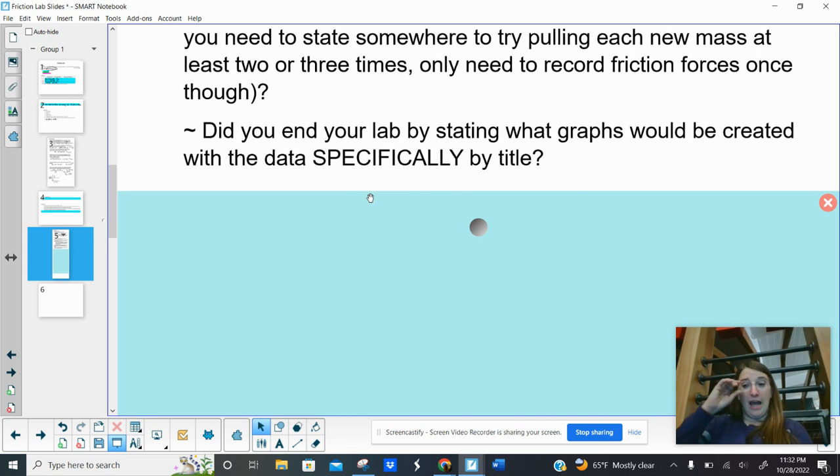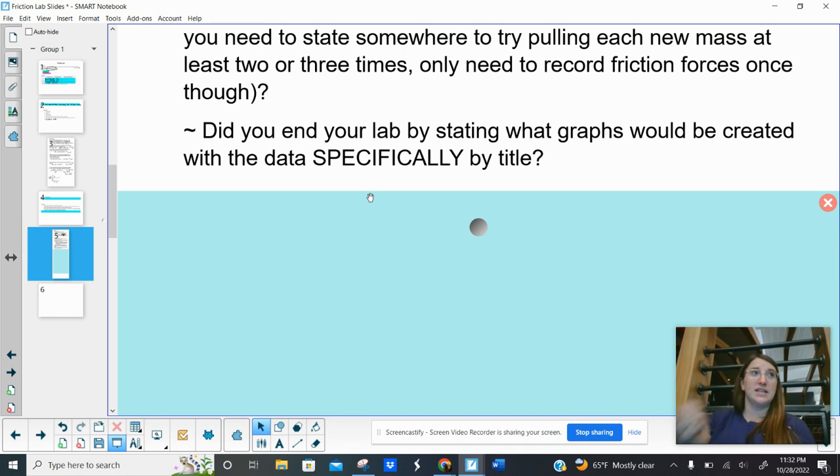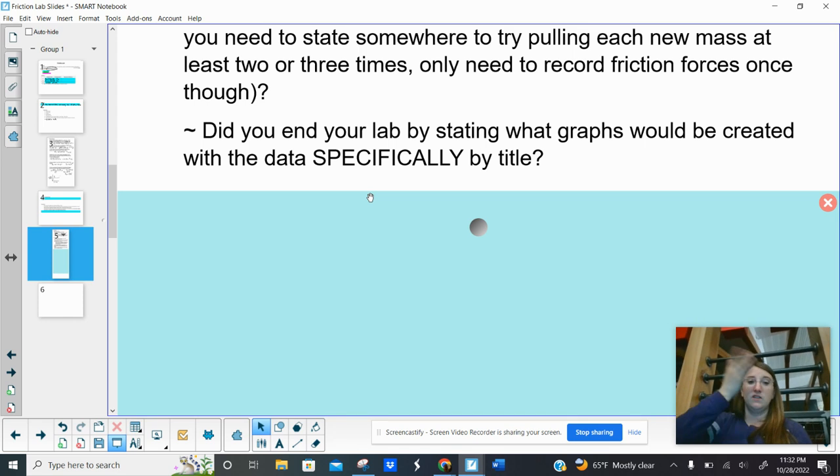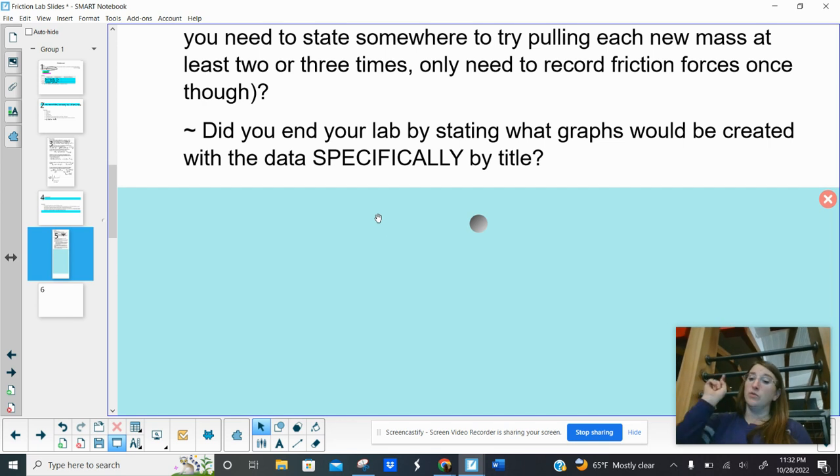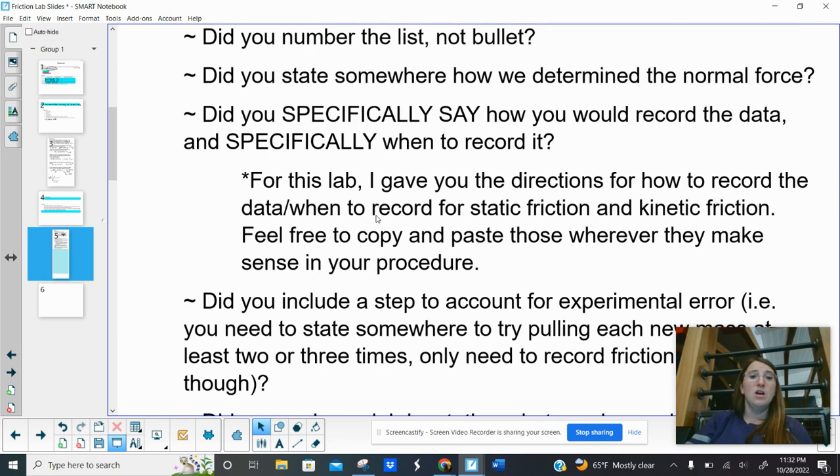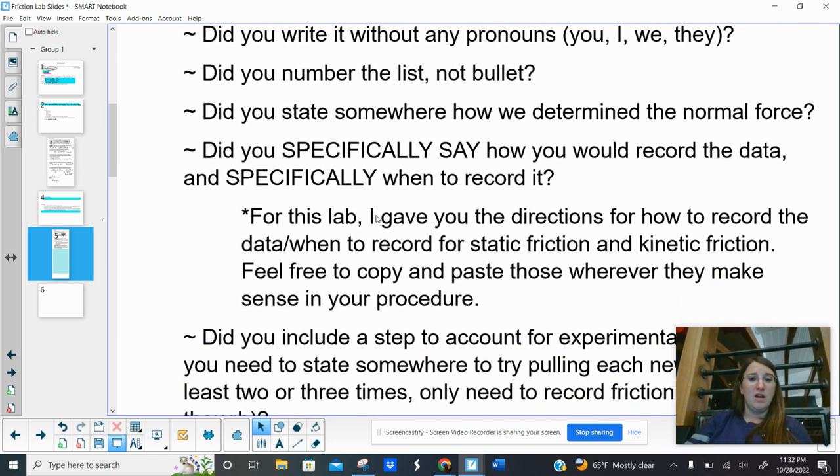And then did you end your lab? A couple of you missed this last time: stating what graphs would be created with the data, specifically by title. So you need to say, you will then take the data and plot this versus that, this versus that, this versus that. There were 6 graphs. How you know what graphs you're doing is in the lab document. So again, look back over your procedure. Make sure you did all of these things.